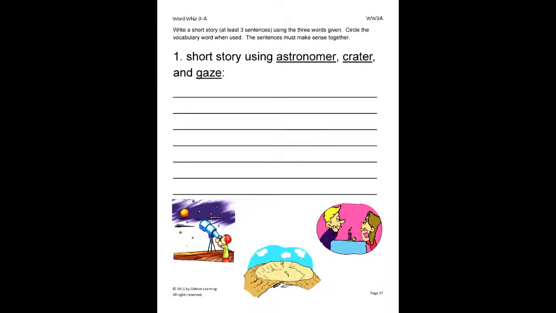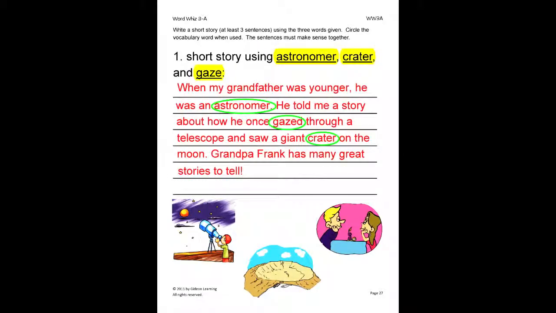On this last activity, the student will write a short story of at least 3 sentences using the words given. Circle the vocabulary word when it is used. The sentences must make sense together. Here is an example of a good short story. When my grandfather was younger, he was an astronomer. He told me a story about how he once gazed through a telescope and saw a giant crater on the moon. Grandpa Frank has many great stories to tell.